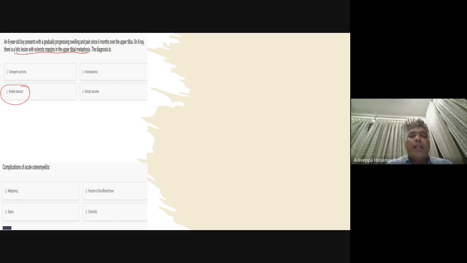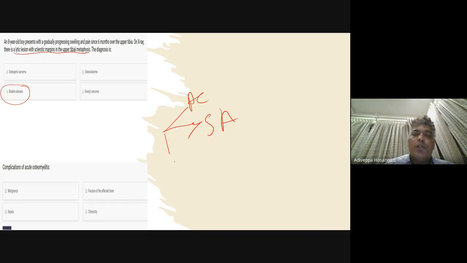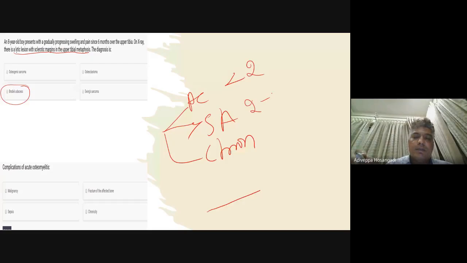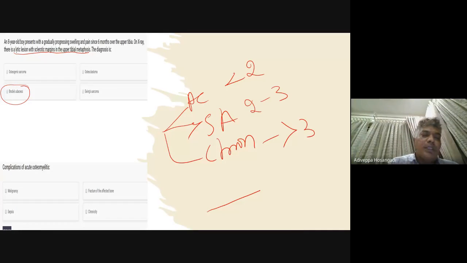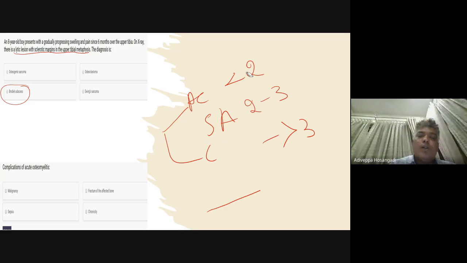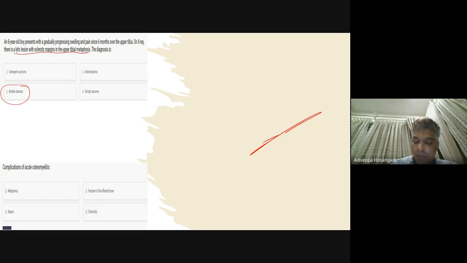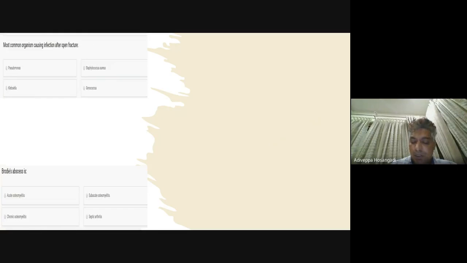Brody's abscess. Osteomyelitis, please remember, can be acute, subacute, or chronic based on the duration. Acute is less than 2 weeks, subacute is 2 to 3 weeks, chronic is more than 3 weeks. Brody's abscess is one type of subacute. If there is no option for subacute, you can consider that as chronic osteomyelitis.